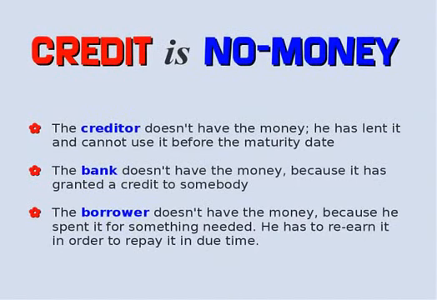In conclusion, we can say, credit is no money. The creditor doesn't have the money, he has lent it and cannot use it before the maturity date. The bank doesn't have the money because it has granted a loan to somebody. The borrower doesn't have the money because he spent it for something needed. He has to re-earn it in order to repay it in due time.